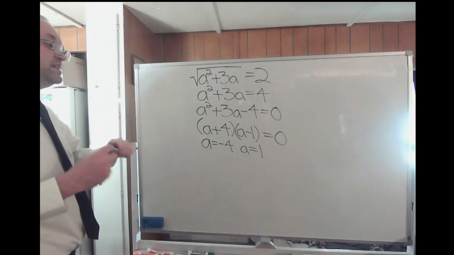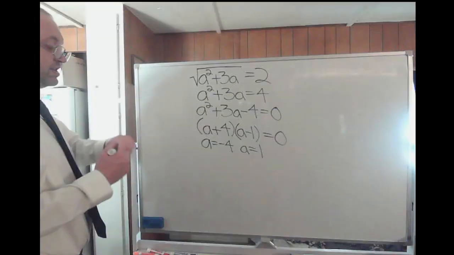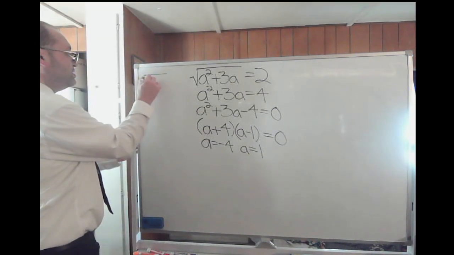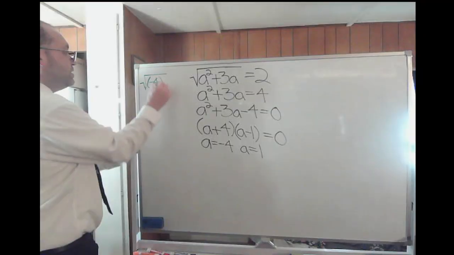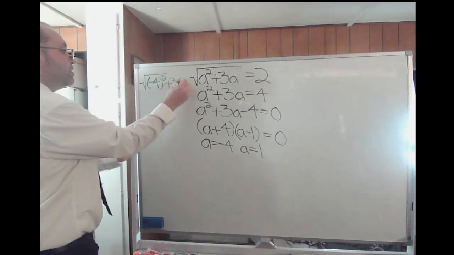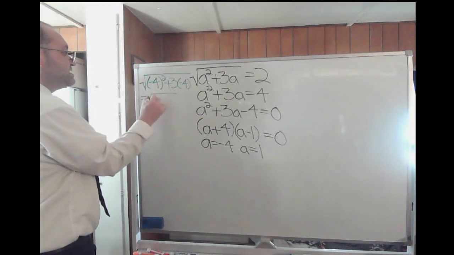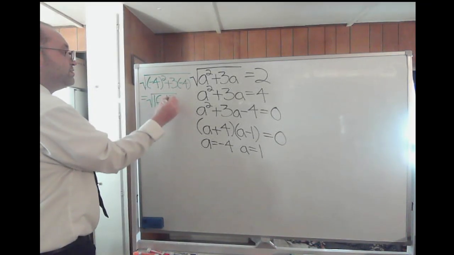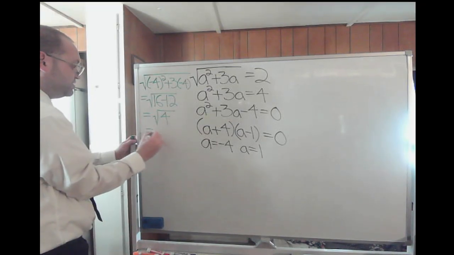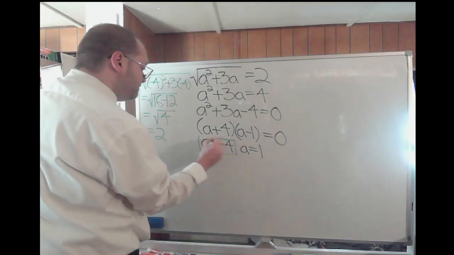But do both of these solutions check out? Let's make sure. Let's go over here to the left. I'll work with negative 4. So we'll take the square root of negative 4 squared plus 3 times negative 4, which means you're going to get the square root of 16 minus 12, which means you get the square root of 4, which means you get 2. 2 equals 2, so actually a equals negative 4 checks out.